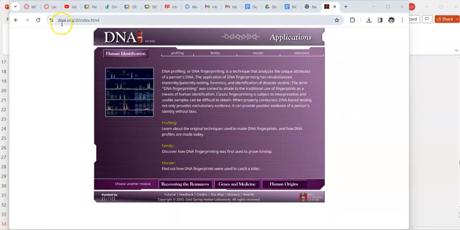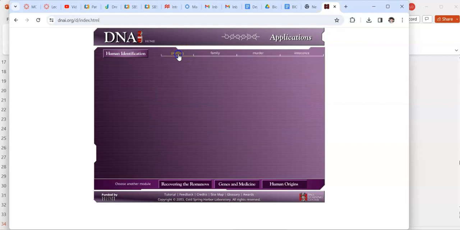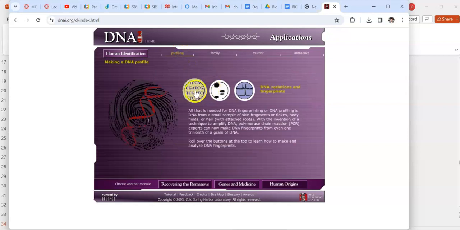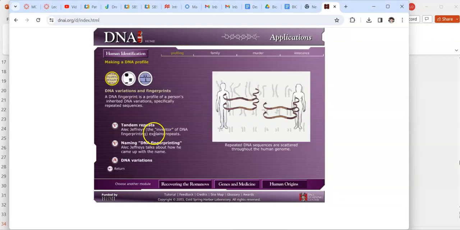So I just went to DNA interactive.org, dnai.org, and then I clicked on applications and then human identification. So this is how we do DNA profiling, and I can just show you. So Alec Jeffreys is the first person that actually, he's not the inventor of DNA fingerprinting, but he's the first person to use this and to publish it and it be used in a criminal trial.